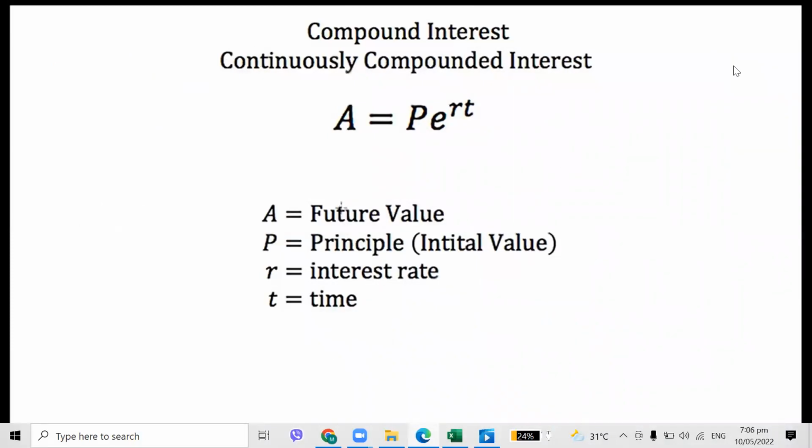Now, the next thing we have to talk about is continuously compounded interest. This is when our interest is not compounded daily, monthly, weekly, or yearly. It's always being compounded, or it's continuously being compounded. And that formula looks just like the compound interest formula. Instead of having 1 plus r over n as our base, we use the base e. So our formula is A is equal to P times e to the rt. A is our future value still, P is still our initial investment or our principal, r is still our interest rate, and t is still time.